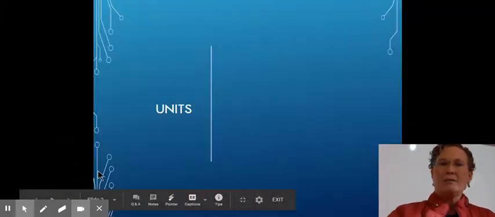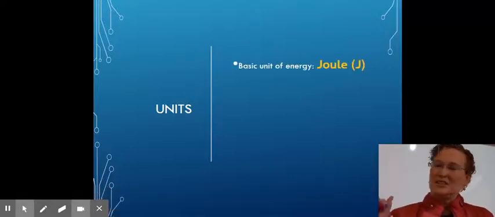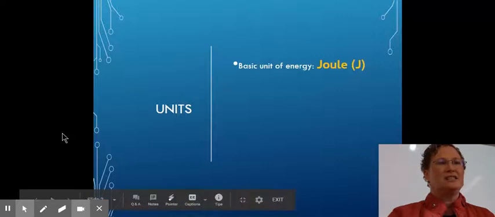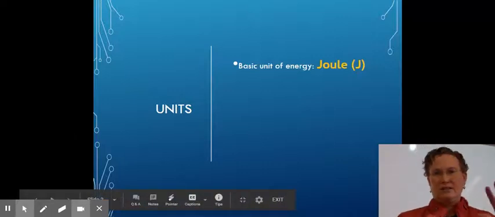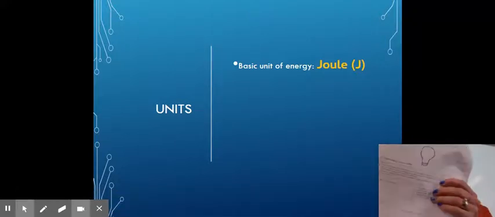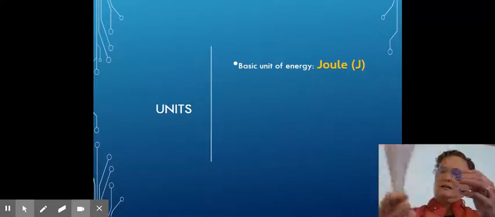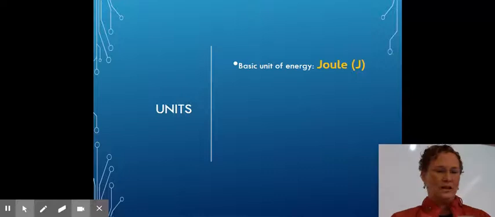So let's talk about units of energy, a little physics for us here. The basic unit of energy is the joule. Joule starts with the unit, we call it a J, all right? So you should be taking notes in your packet on page 2 after you've watched lecture 6.1.